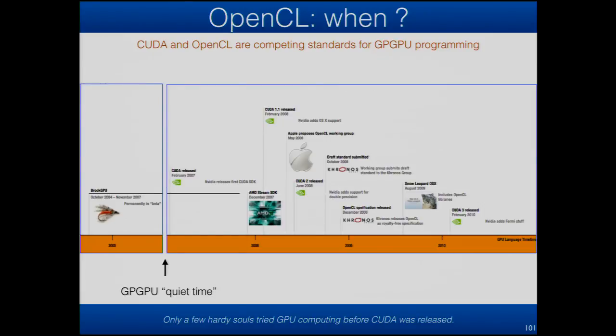2008, AMD responds with the Stream SDK, which is their Brook Stream. You can see the lineage of these APIs. But CUDA gets momentum. Apple notices, and in May 2008 they propose an OpenCL working group. October 2008, Khronos produces the standard. Between 2007 and 2008, how does a committee create a new standard?